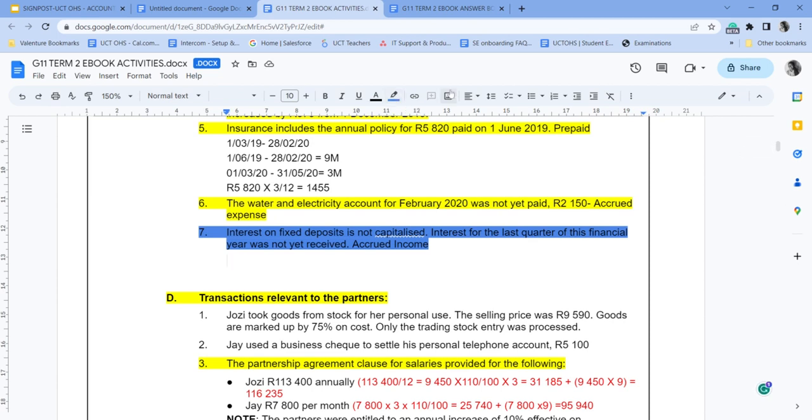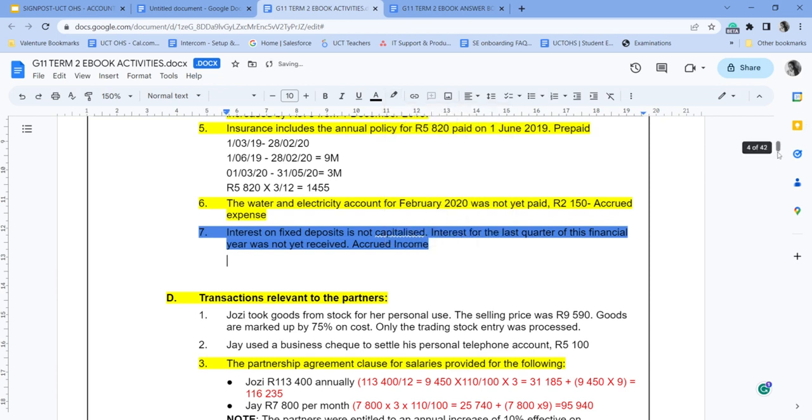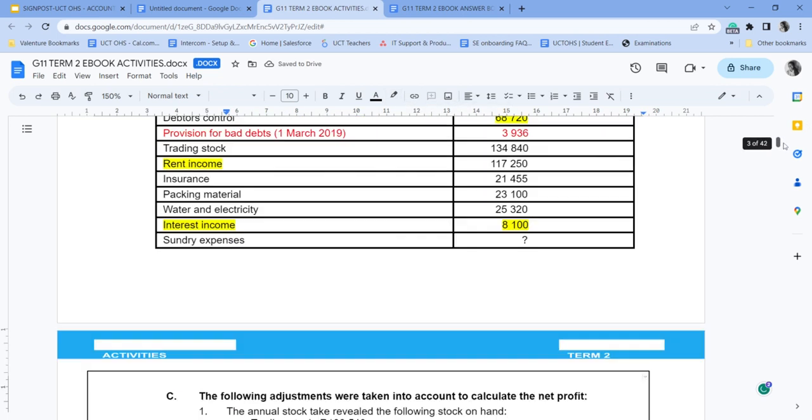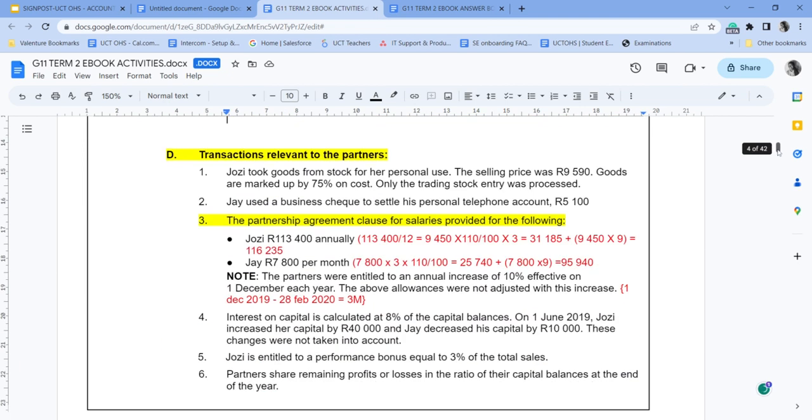Okay, so I'm just going to continue and check there at the top. I am going all the way up, finding out the extra information that I need. Here they're telling us that fixed deposit for bulk bank, 9% per annum, and it's 120. So we just say 120,000 times 9%, and you figure out how much that amount is.